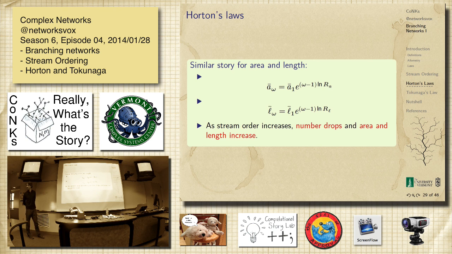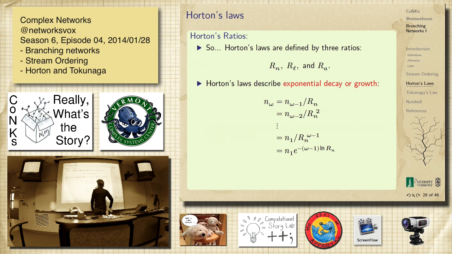Yeah? It's not e to the negative omega. Yeah, so number does that. So there are lots of little streams, and only one of the major one, so it drops exponentially. But the major one is very big in area and very big in length, so it's growing. The little guy, yeah.